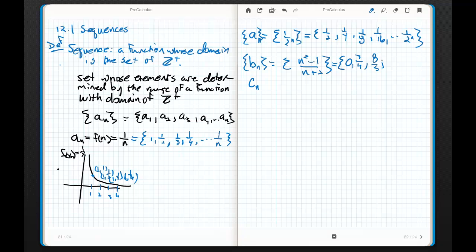8/5. If I stick 4 in there, what? 16, 15/6. 15/6. Etc., etc. And sometimes I may ask you to reverse that process. You see what I mean?